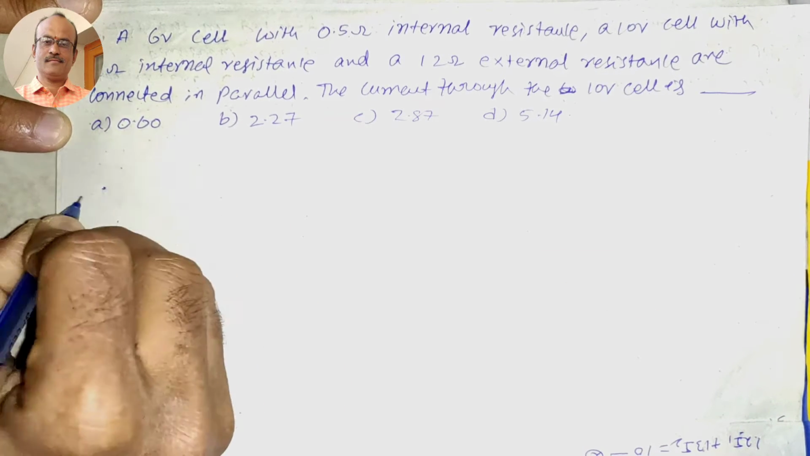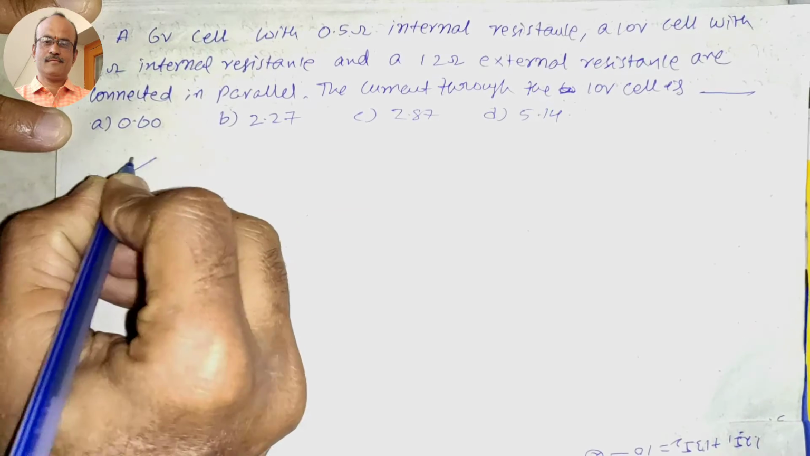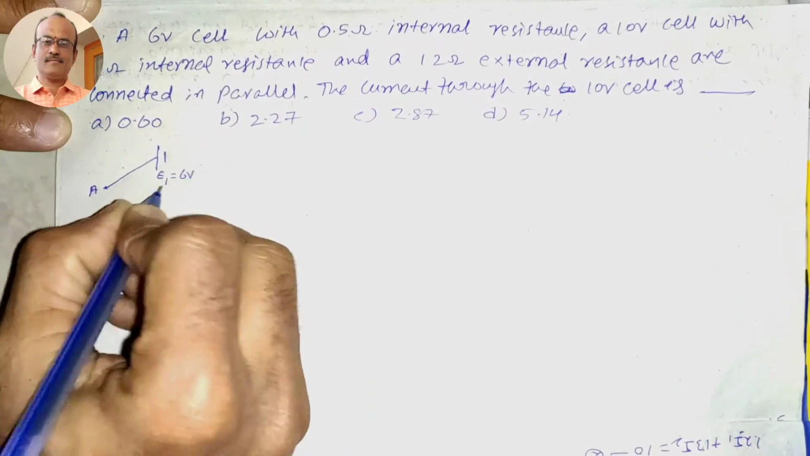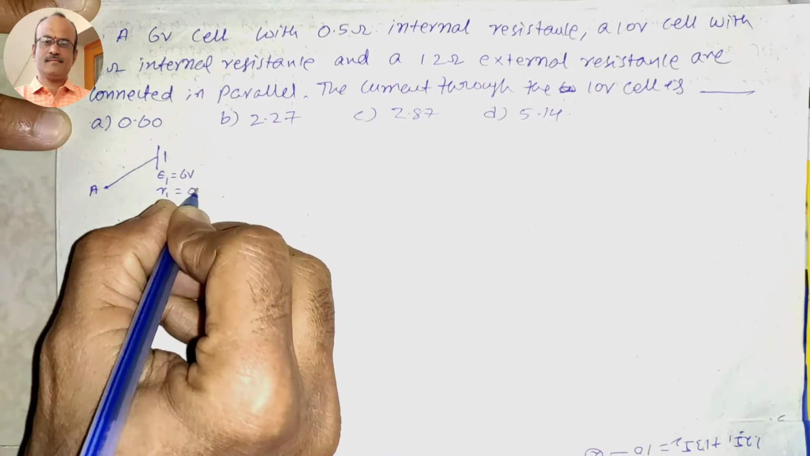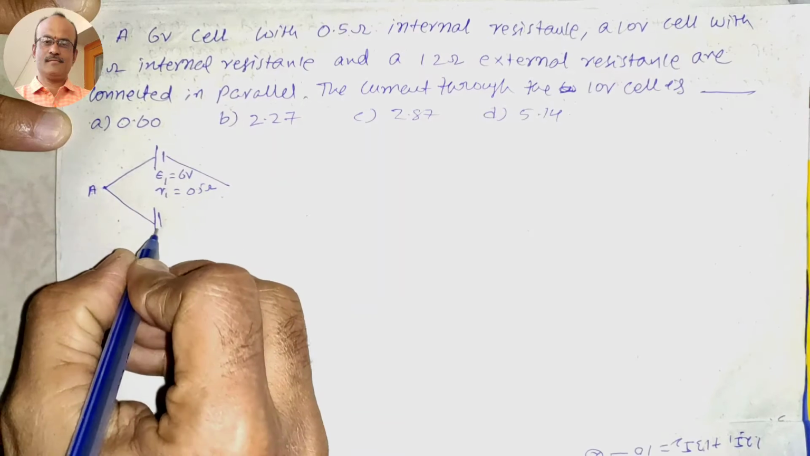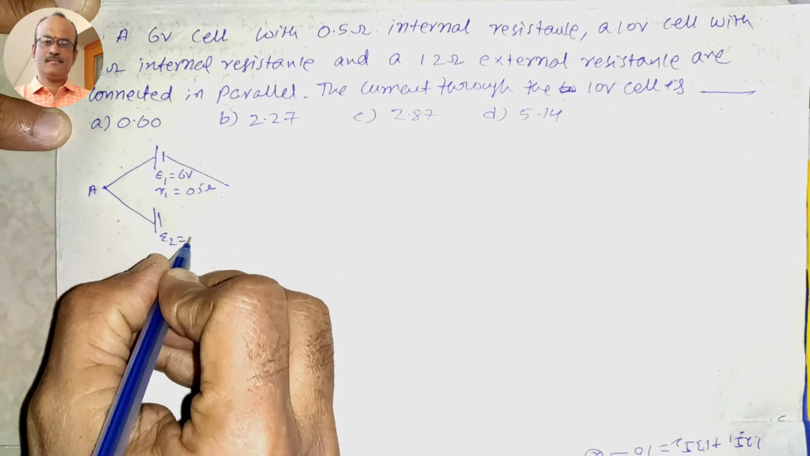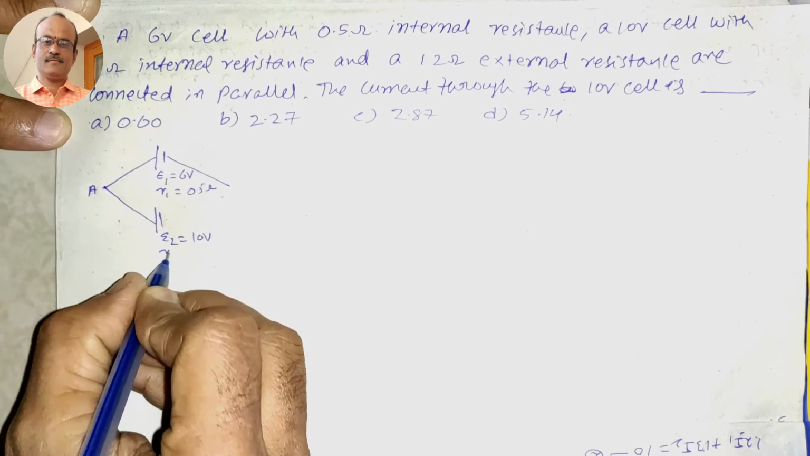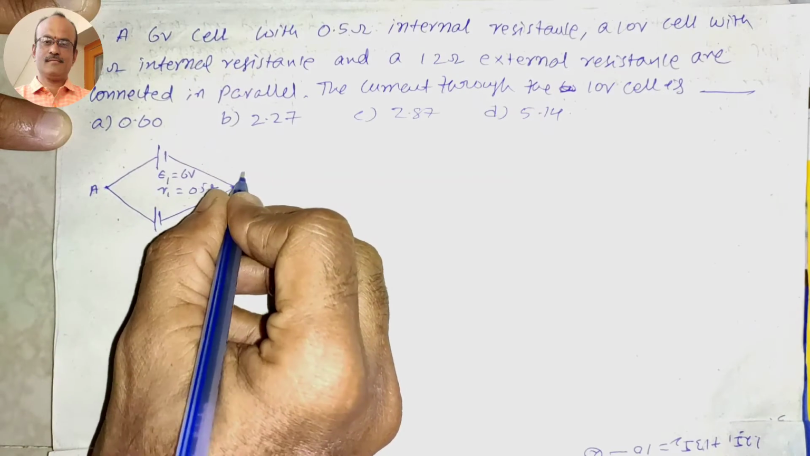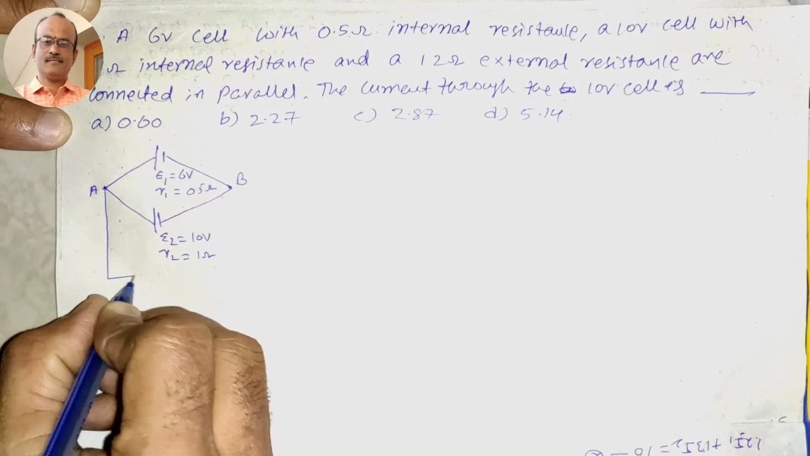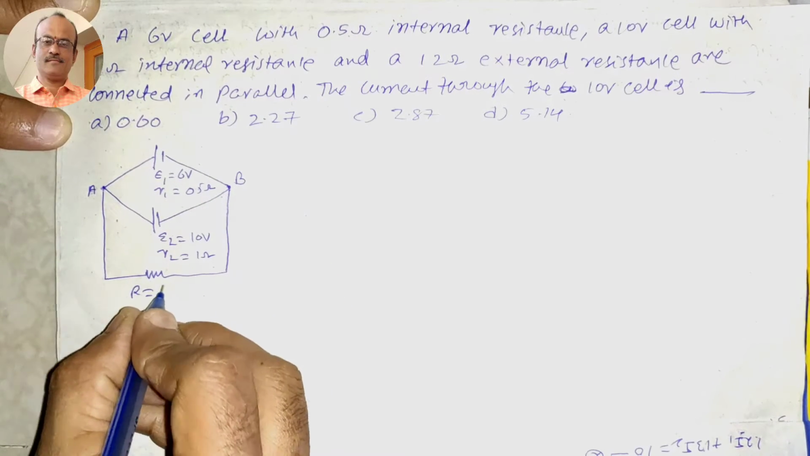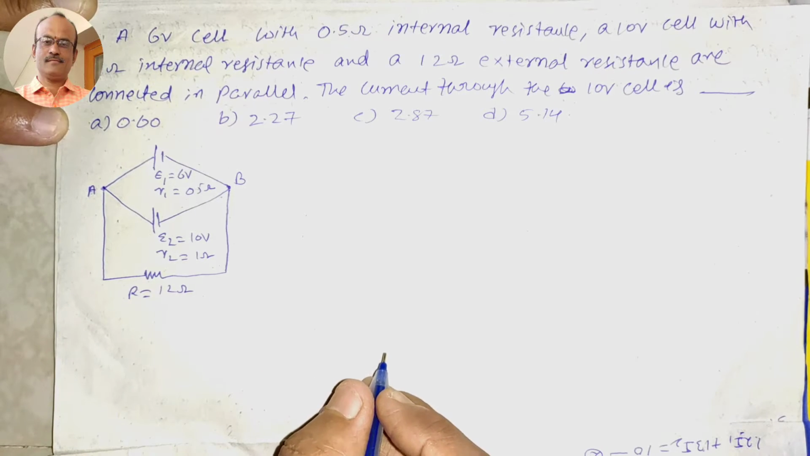So first of all, let us consider this is the point A. From here there will be one cell, that is E1 is equal to 6 volts and internal resistance R1 equal to 0.5 ohms, and afterwards another cell, that is E2 is equal to 10 volts and R2 is equal to 1 ohm, and this is the point B. Then afterwards external resistance, that is R is equal to 12 ohms is connected in parallel.